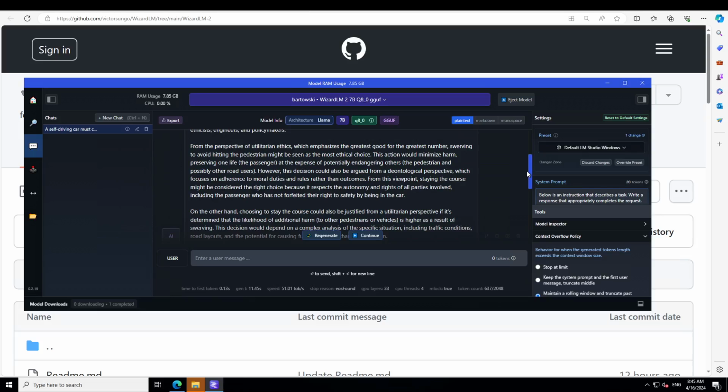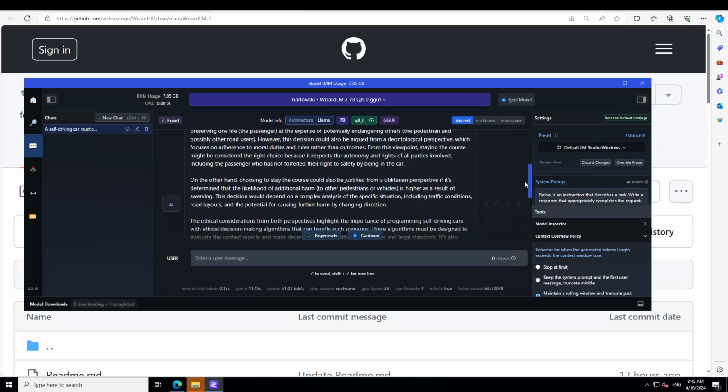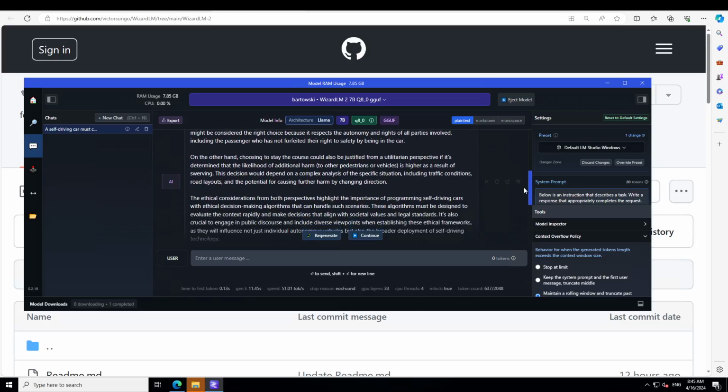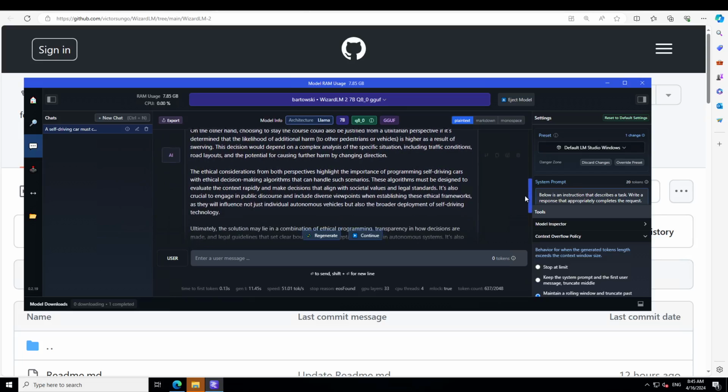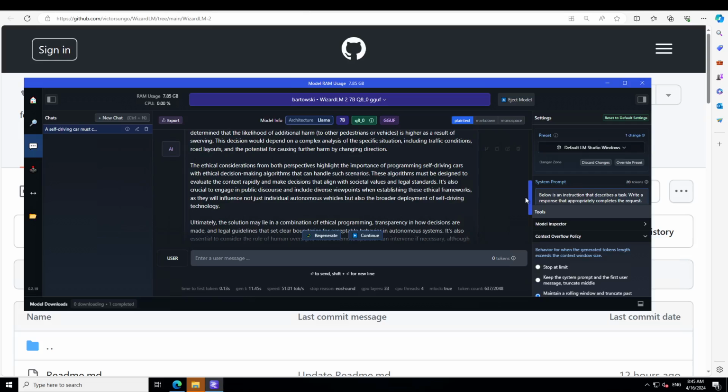The first perspective is from utilitarian ethics, which emphasizes the greatest good. And then on the other hand, choosing to stay the course could also be justified from a utilitarian perspective. This is really philosophical and very, very profound in my opinion. And then it is saying that the ethical considerations from both perspectives highlight the importance of programming self-driving cars.